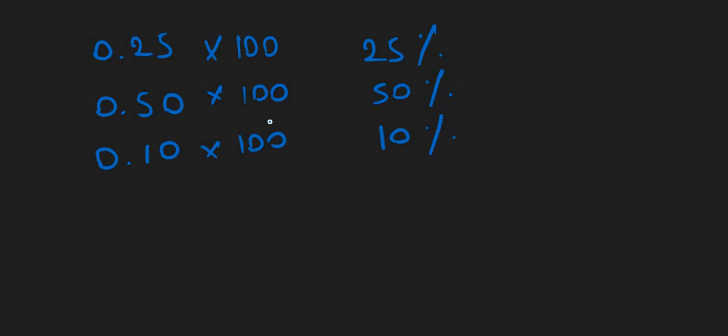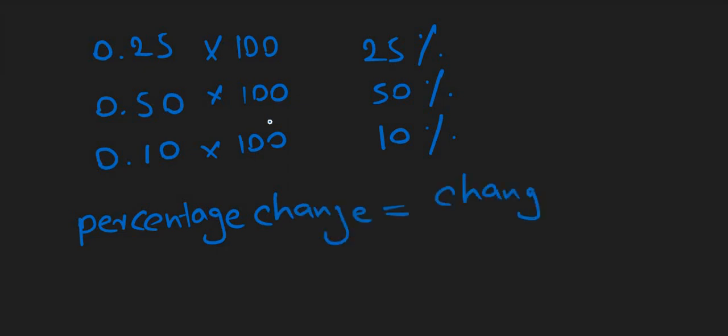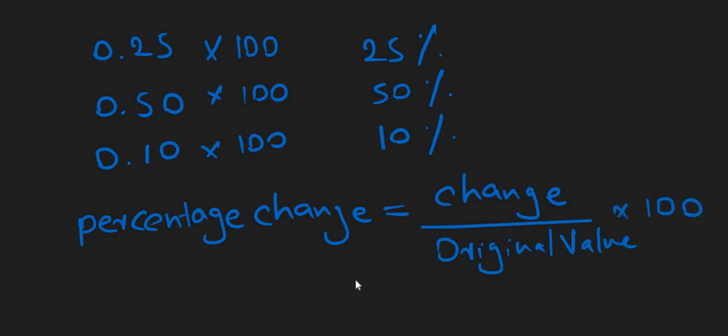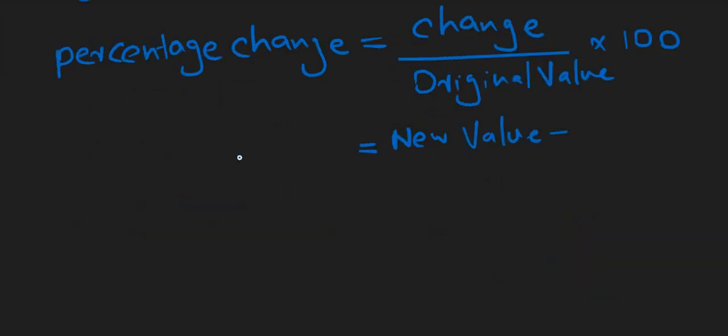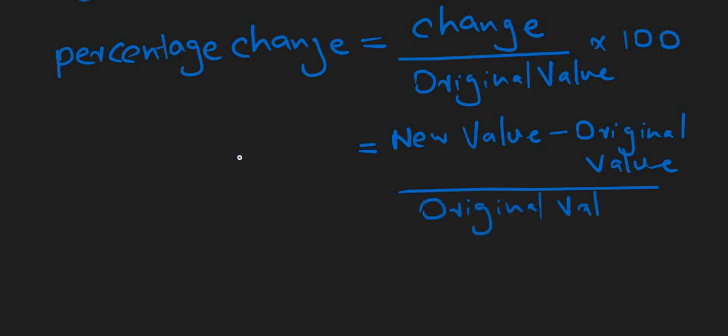Now, how are we going to find the percentage change? In order to find the percentage change, we use this formula. Percentage change equals change divided by original value, multiplied by 100. That is to say, new value minus original value, divided by original value, into 100. If the change is positive, then there has been an increase in the measured quantity. However, if the change is negative, there has been a decrease in the quantity.